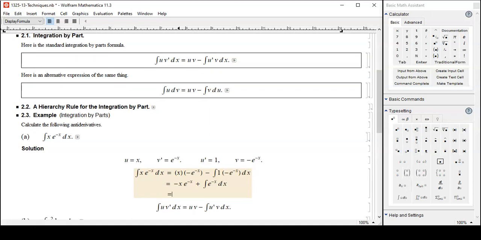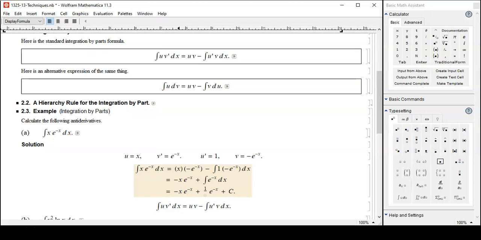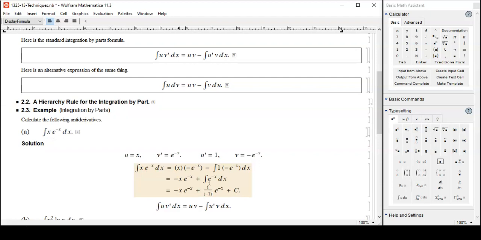And let's complete it like this. Negative x e to the negative x power, and then the antiderivative of the exponential. There you go. How did I get this negative sign? It came from 1 over negative 1. You see, we need 1 over a, right? And it can be simplified like this.